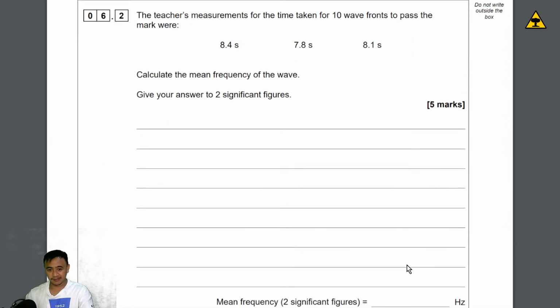You're given these measurements. Calculate the mean frequency and give your answer to 2 sig figs.